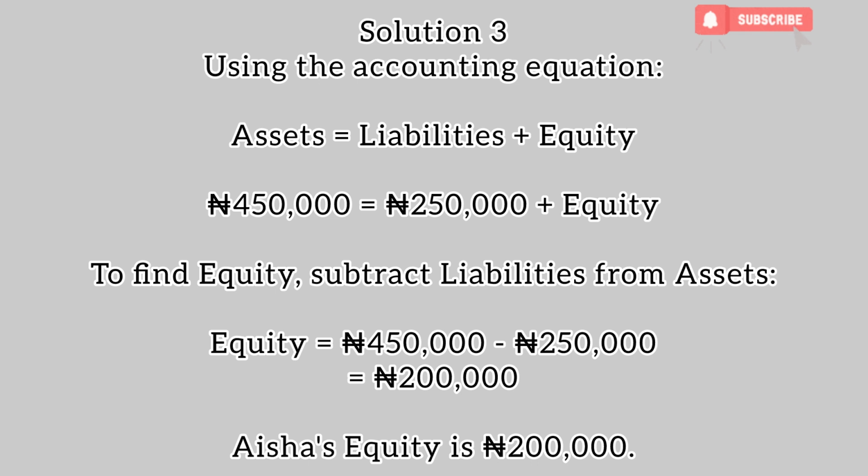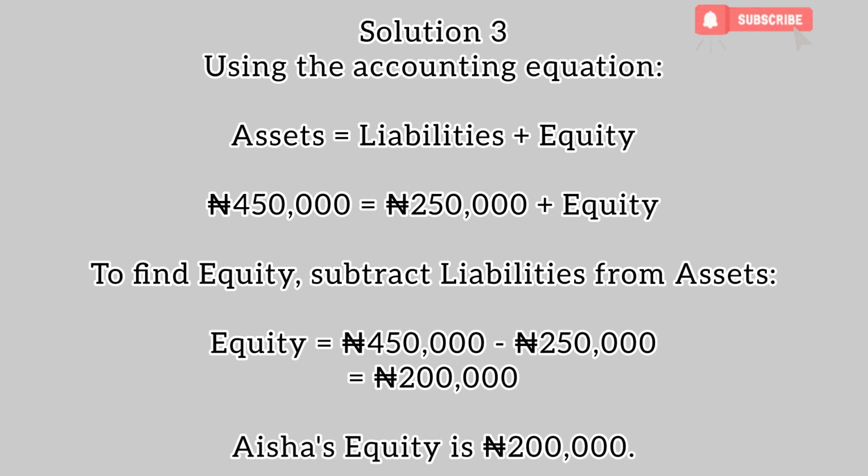Assets, 450,000 naira, equals 250,000 naira, which is the liability, plus equity, which we are to find. So to find equity, we will rearrange the equation to make equity the subject of the formula by subtracting liabilities from assets. That is, equity equals 450,000 naira, which is our assets, minus 250,000 naira, which is our liabilities.